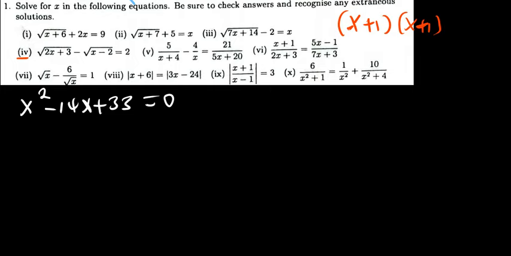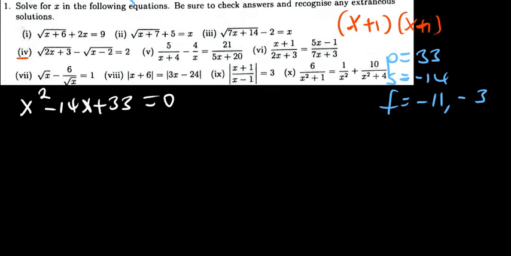So we can clearly see that our product in this case is 33. Our sum is negative 14. Okay? So if our sum is negative 14, what will be the factors? Let's see. What if we say, I think it should be negative 11 and negative 3. So that when I say negative 11 minus 3 is negative 14, negative 11 times negative 3 is positive 33. That is perfect.